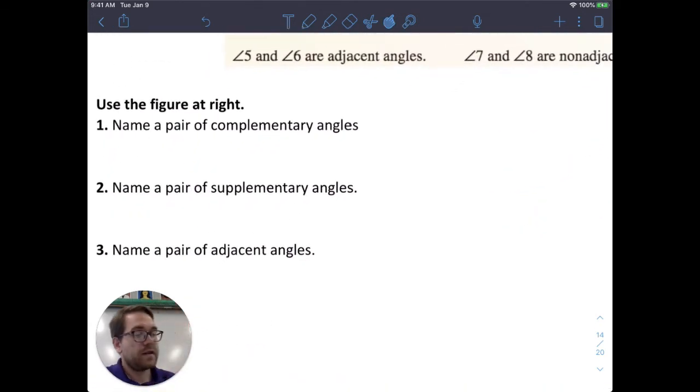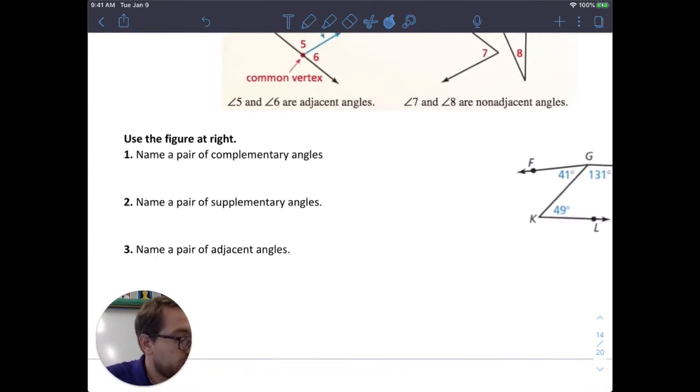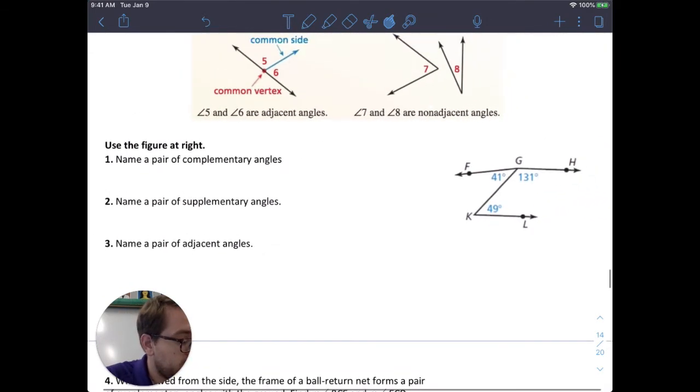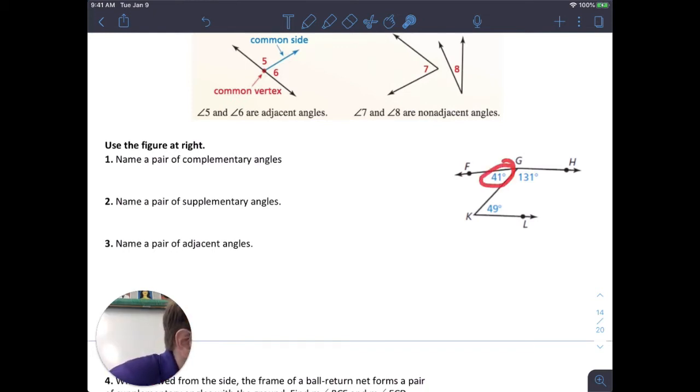So number 1 says use the figure to the right to name a pair of complementary angles. All right, I might have to zoom out a little bit. Okay? So using this figure over here, we're going to find a pair of complementary angles. So we've got this angle here at FGK, and this angle here at HGK, and this angle here at GKL that we know their measurements of. And so two complementary angles would be angles whose measurements add up to 90 degrees.